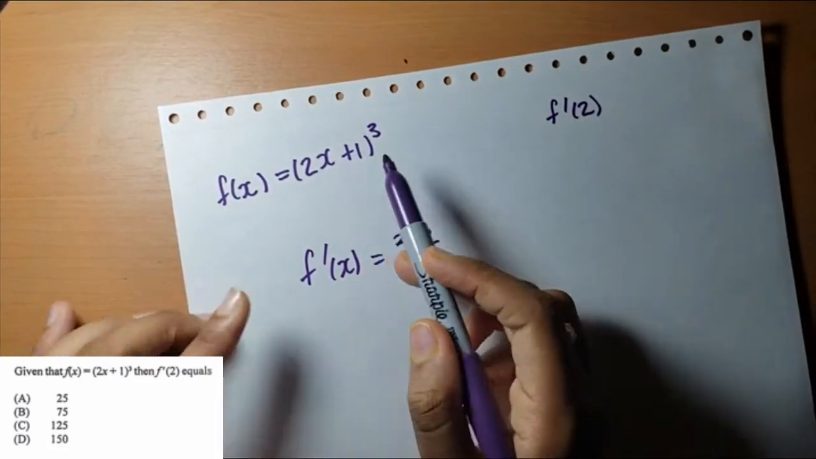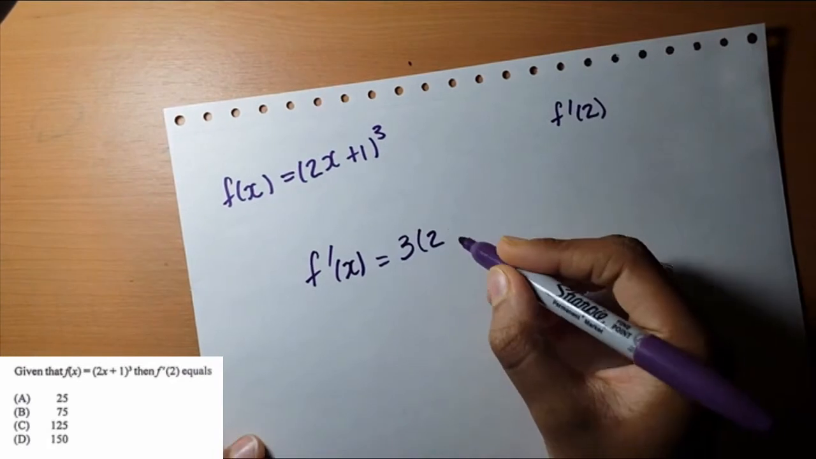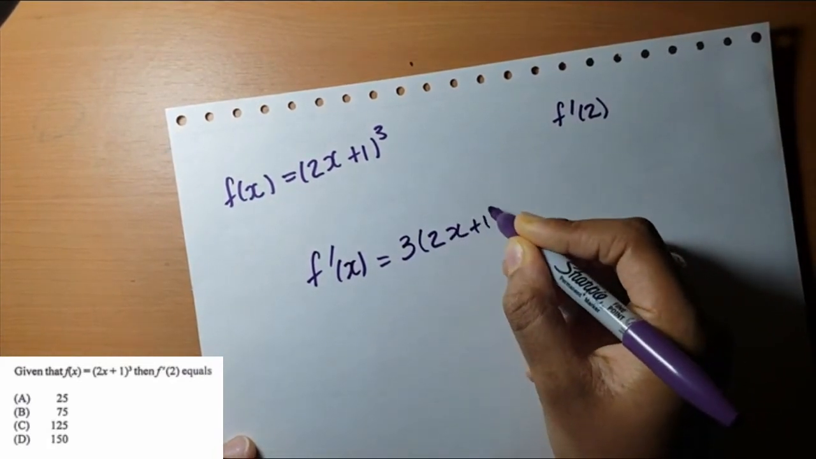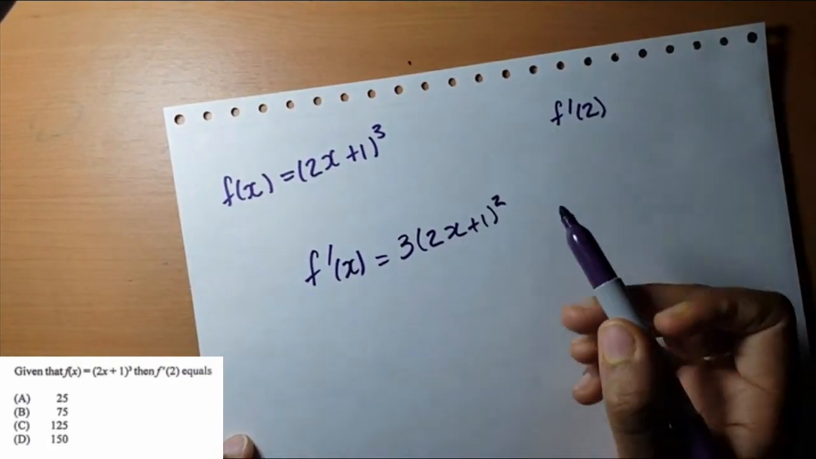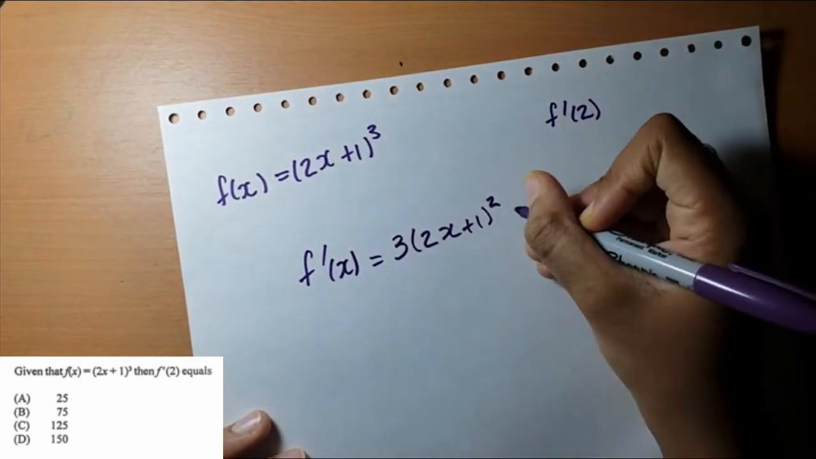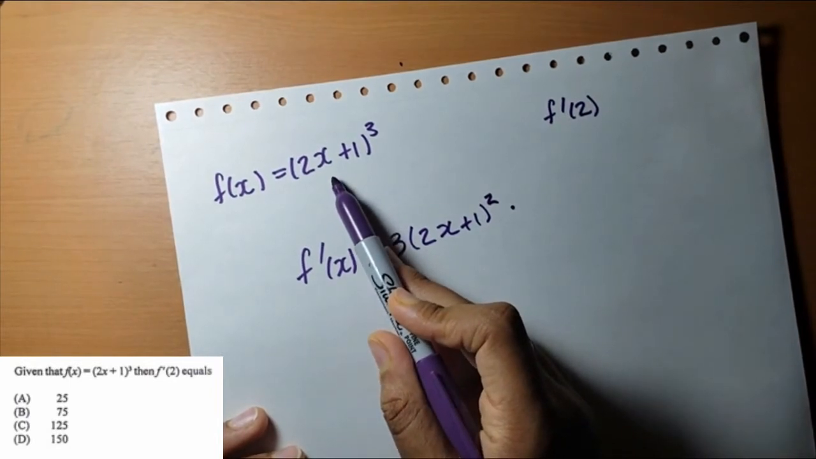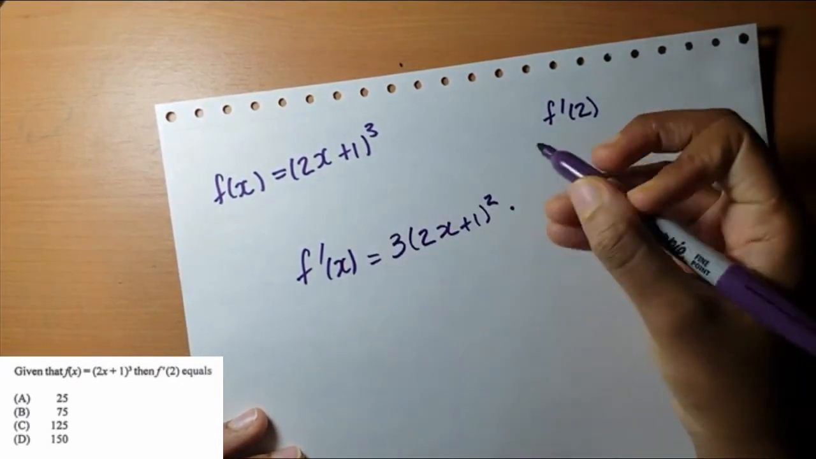So you're going to treat this as one thing. You're going to treat this probably like a u, like what you're used to in pure math class. So 3 times (2x plus 1) squared, right? And then we're going to multiply it by the derivative of the inside, and that is 2.